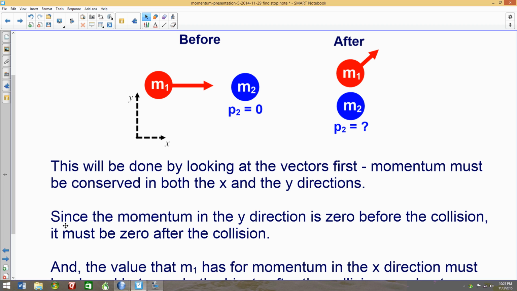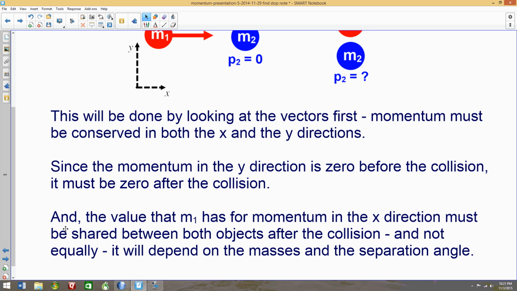So the momentum must be conserved in both the x and y directions, because this is elastic. Since the momentum in the y direction is 0 before the collision, it must be 0 after the collision. That's the trick. And the value that m1 has for momentum in the x direction must be shared between both objects after the collision, and not equally. It will depend on the masses and the separation angle.